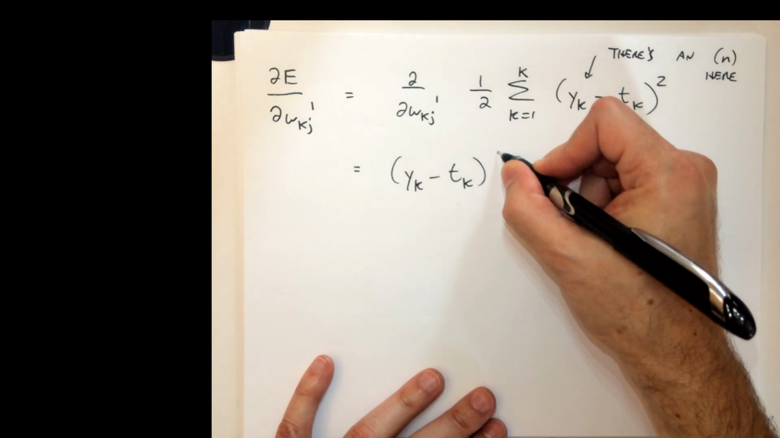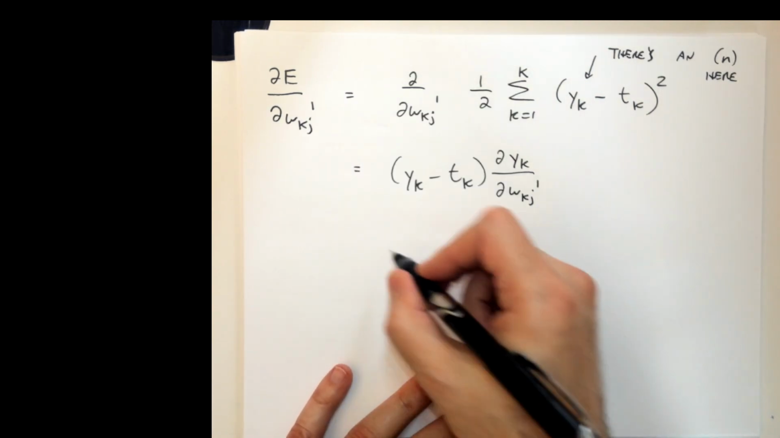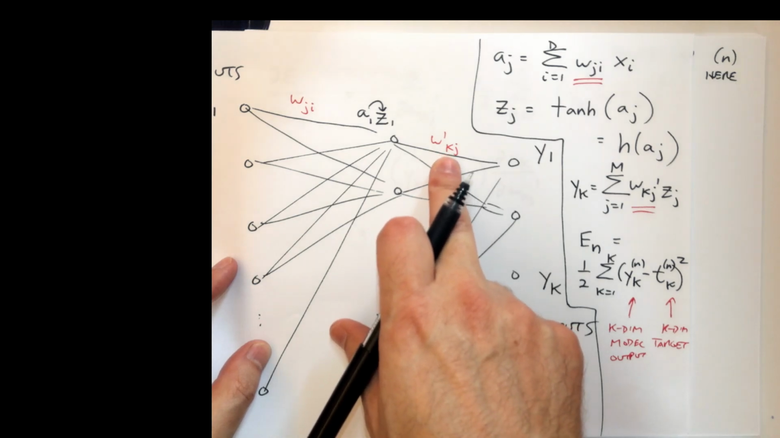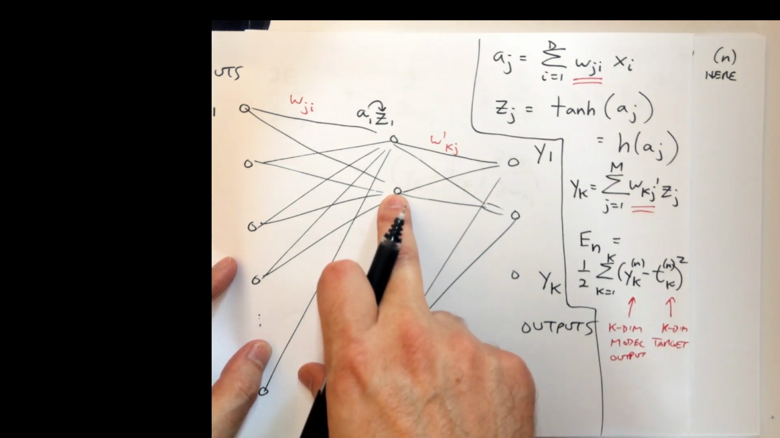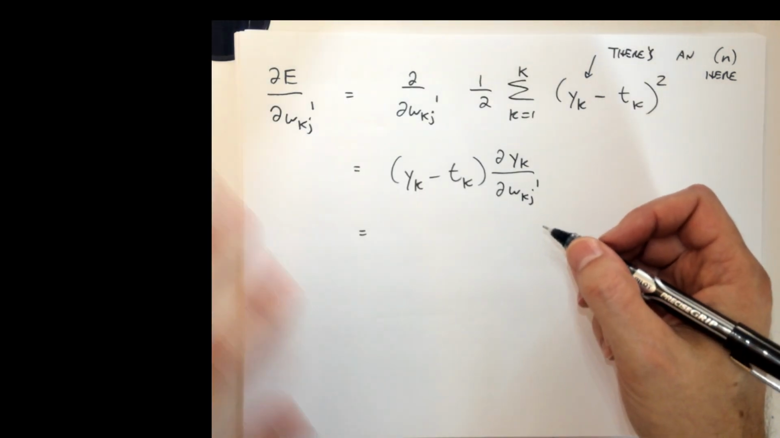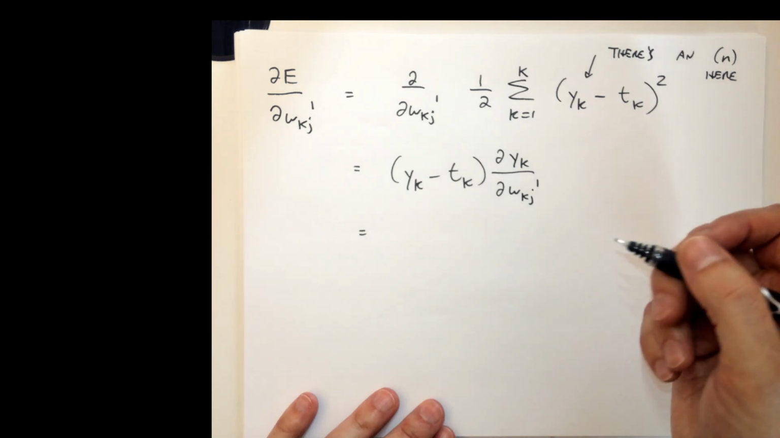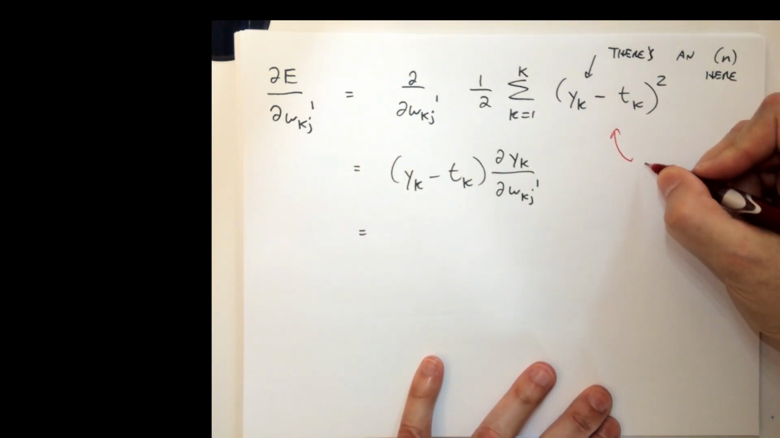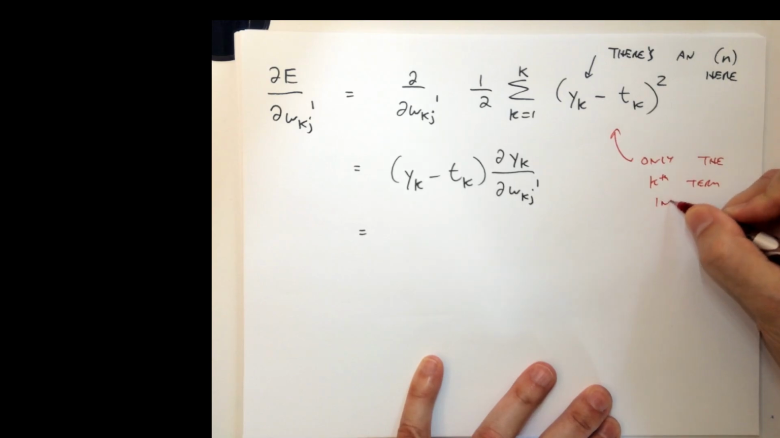And then I have the derivative of yk with respect to this weight. And that's like saying, if I'm talking about one of the wkj's, like wk sub 2, that's only going to depend on this link from this node over here. So even though there's a sum here, the thing that drops away is only the jth element, right? So let me just write this over here. Only the kth term involves wkj prime.